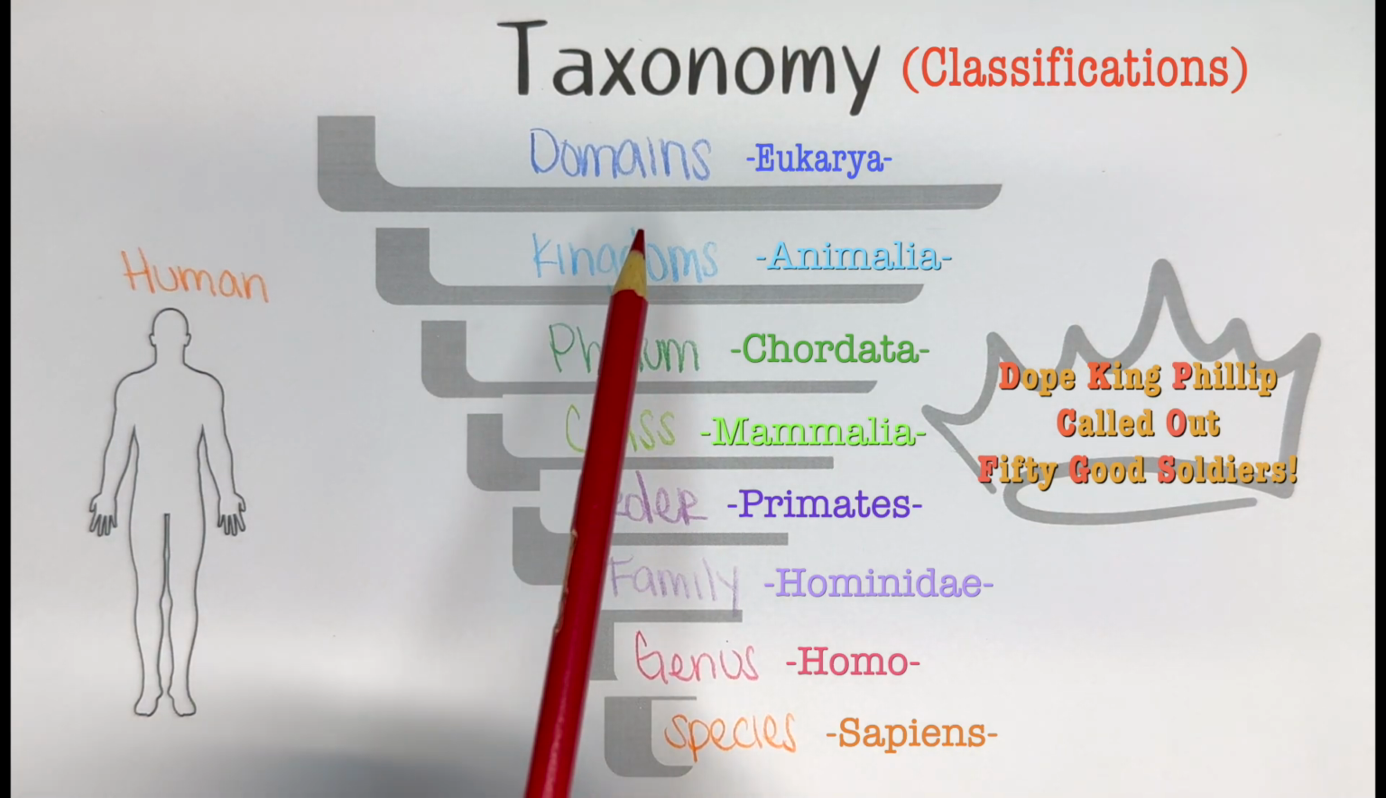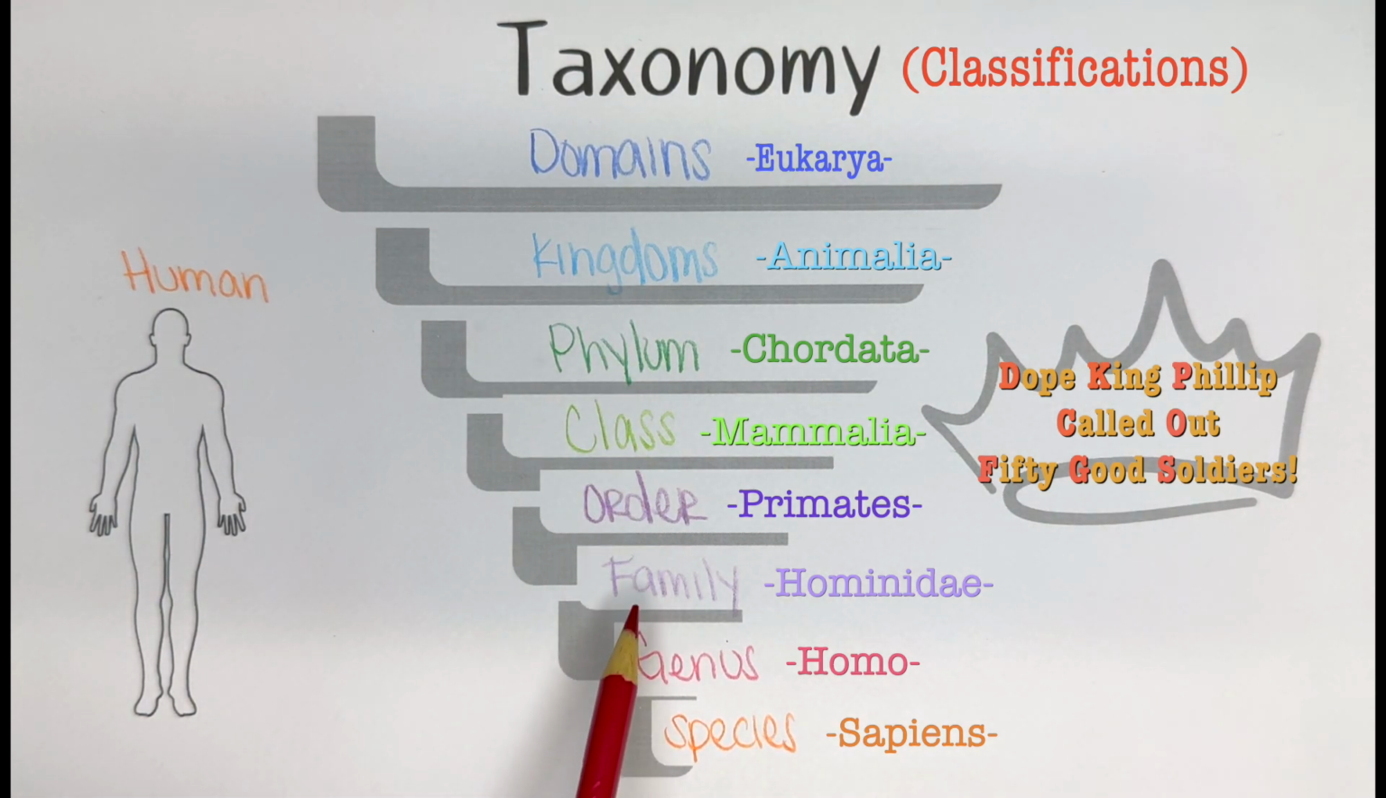Now that we went through the taxonomy or classification of a human, let's focus in here on the genus and the species, because this is how we're going to get our scientific name. So the scientific name is how we home in on a specific organism, like a human. So for humans, we are known as Homo sapiens.